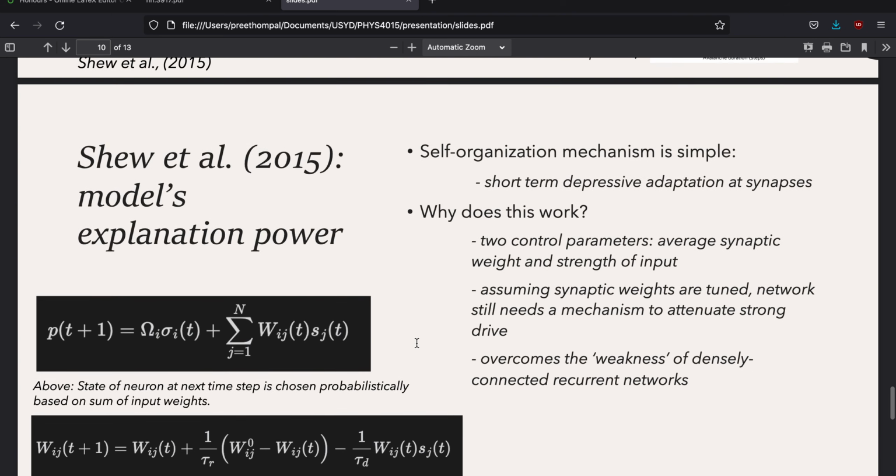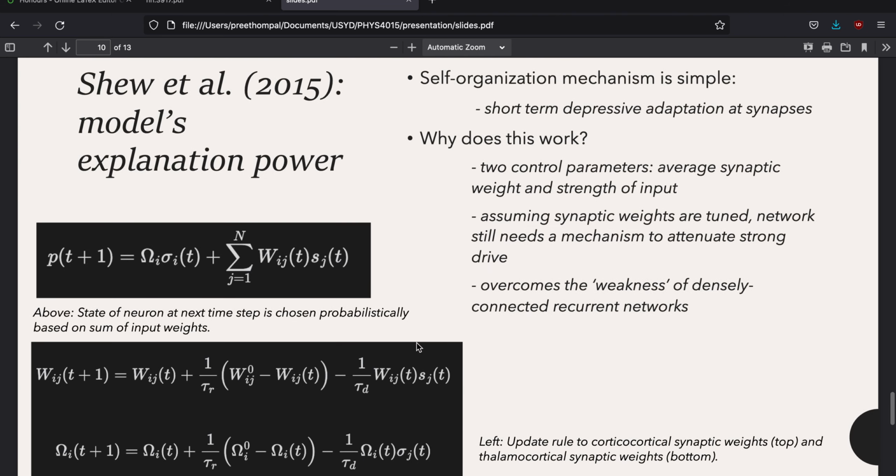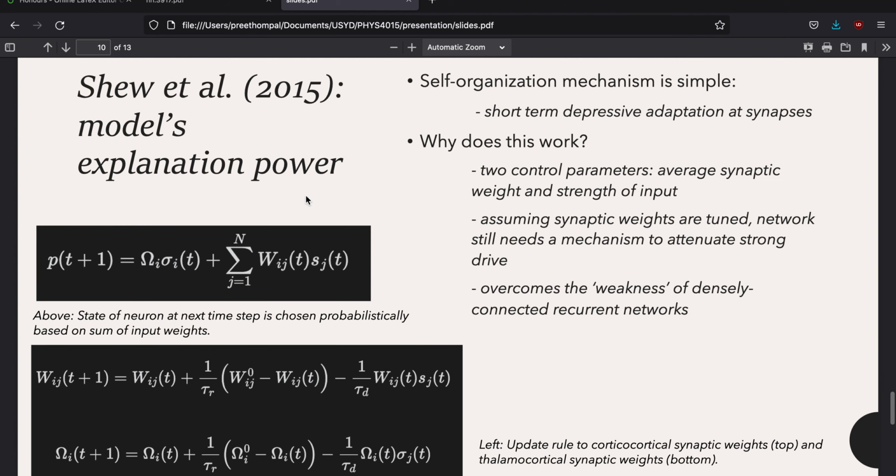So how much does this model actually explain? What can we get from the model? Well, it tells us that the self-organization mechanism that brings back the densely connected recurrent network to criticality is actually quite simple. And all we need to model is short-term depressive adaptation at synapses.